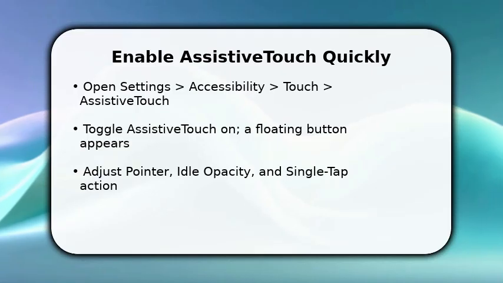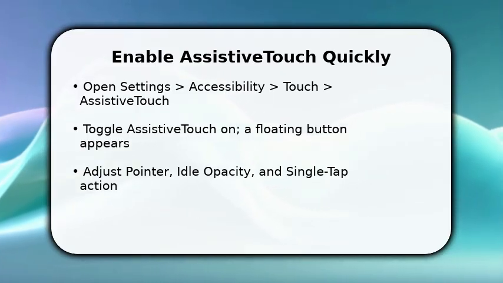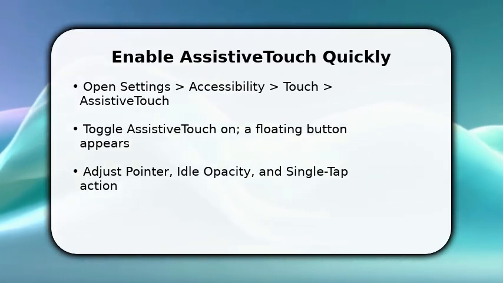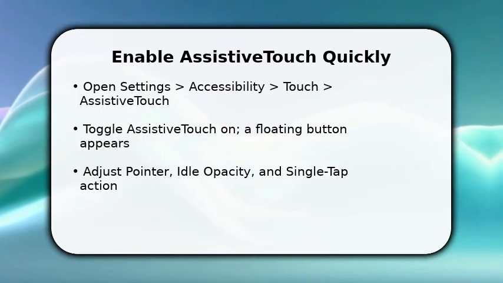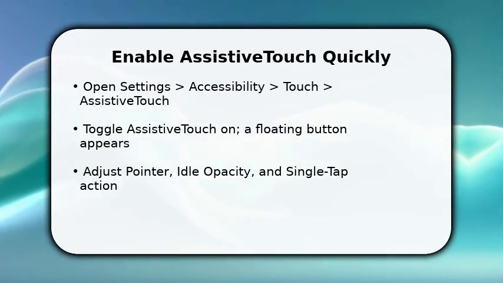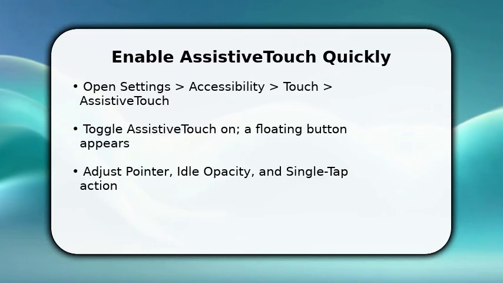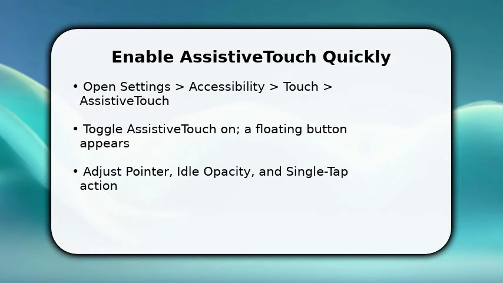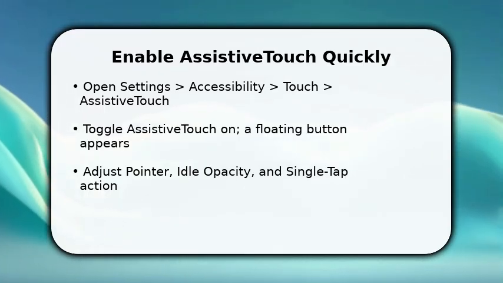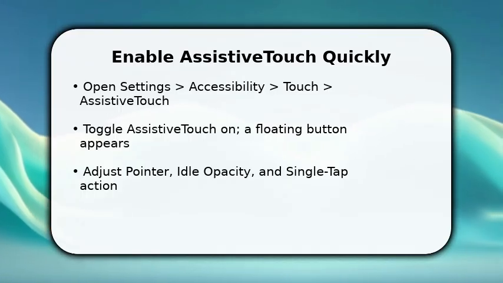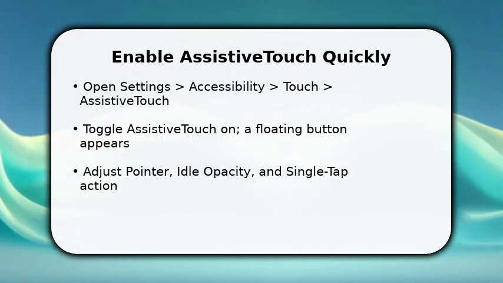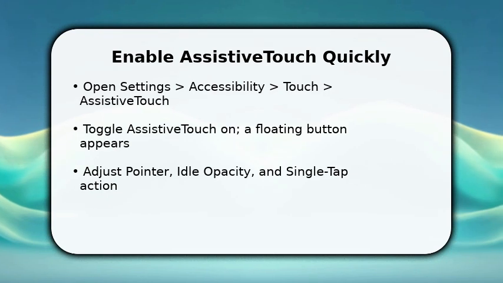You start by opening Settings and navigating to Accessibility, because AssistiveTouch lives there and controls system gestures. Once you tap Touch and then AssistiveTouch, toggle it on, you'll see the floating button immediately. Make sure to set idle opacity so it's visible but not distracting, and assign single tap for your most used action. This first move removes reliance on hardware buttons and prepares the interface for app-specific shortcuts and App Store interactions.